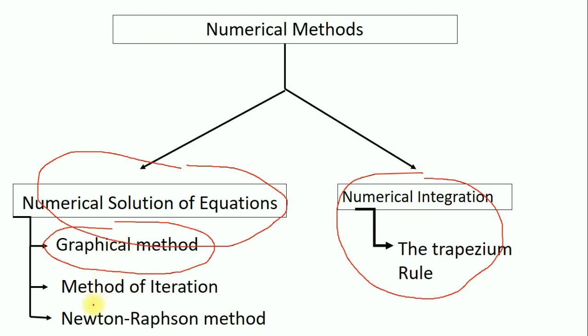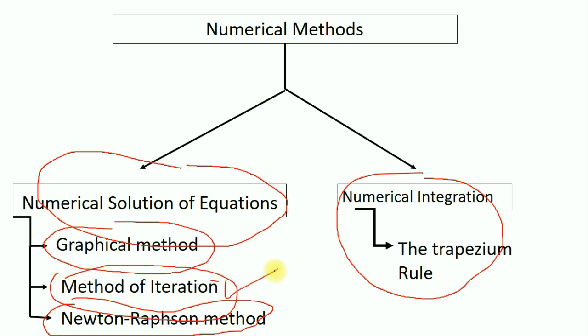Now we have also learned Newton-Raphson method. Newton-Raphson method can be used to obtain a more accurate estimate of a root, which cannot be done using graphical method. So for today's lesson, we will learn how to use method of iteration, which is also a method used to obtain a better approximation of a root of an equation.